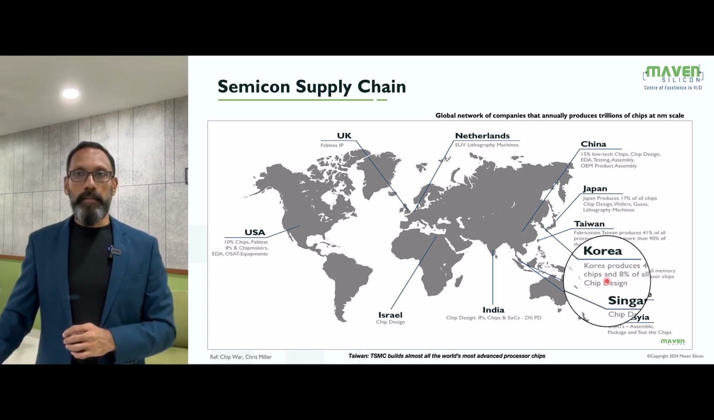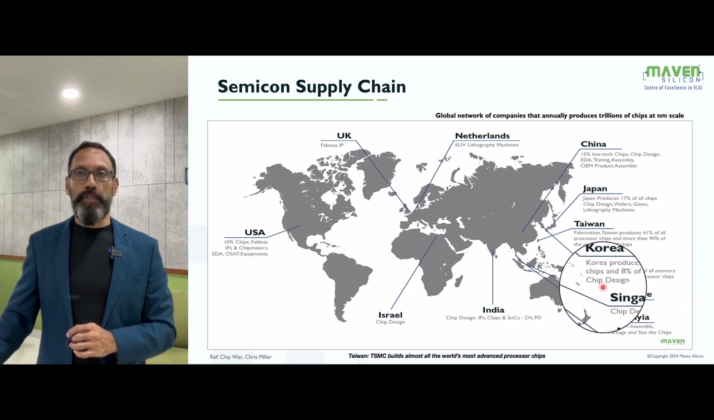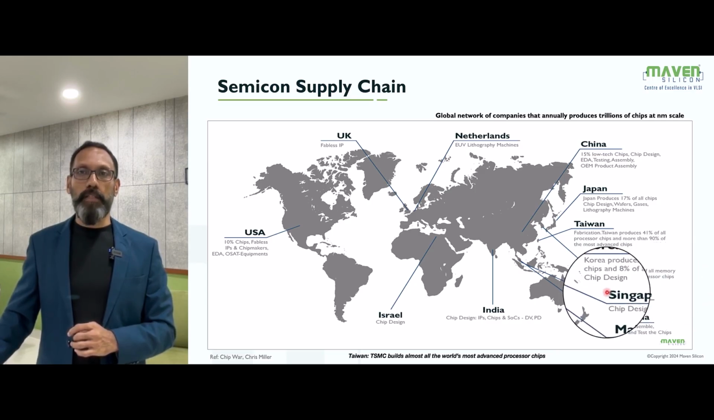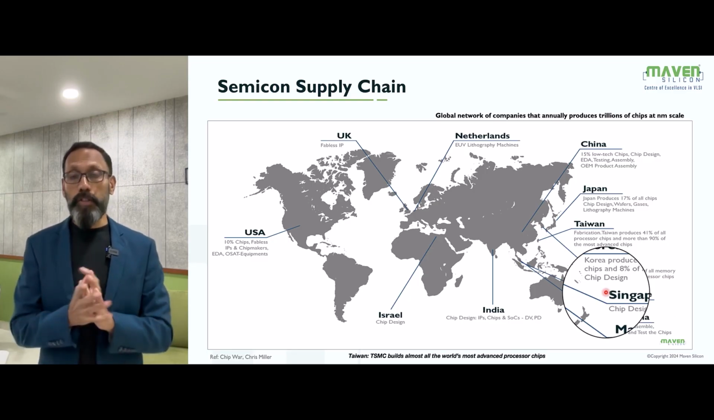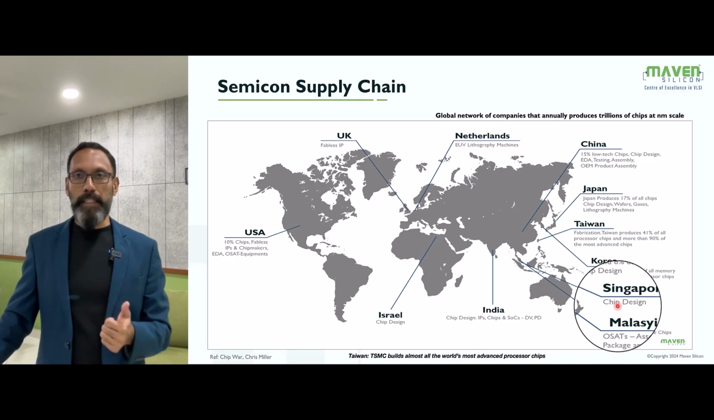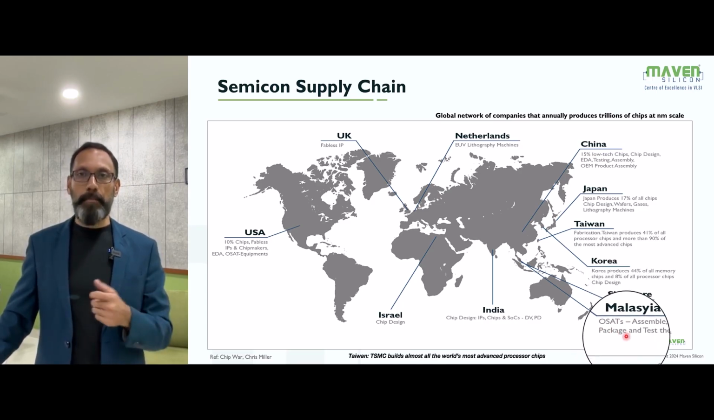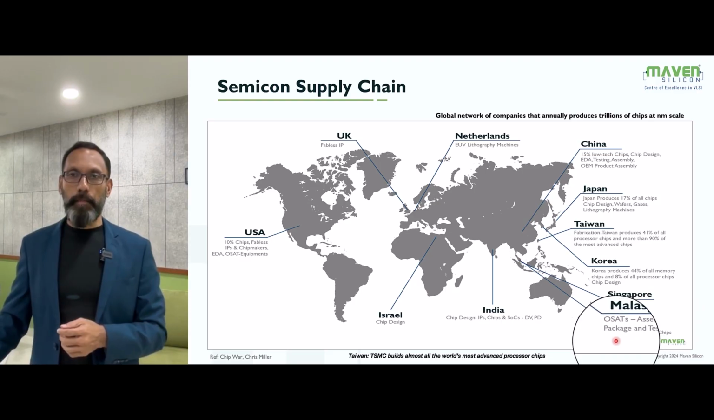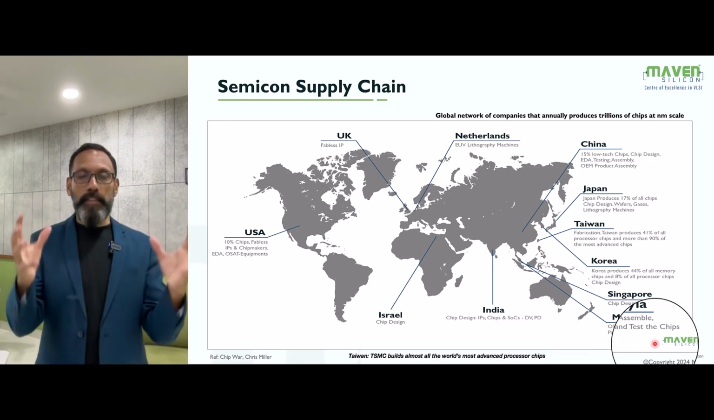And Korea produces 44% of all memory chips and 8% of all processor chips. It's also popular for chip design. Korea is also popular for fabrication, and it's very popular for memories. And similarly, Singapore is popular for fabless IP and chip maker. And Malaysia is very popular for OSATs. That's primarily for assembly and testing. Assembling, package, and testing the chips. This is how you can visualize the supply chain.